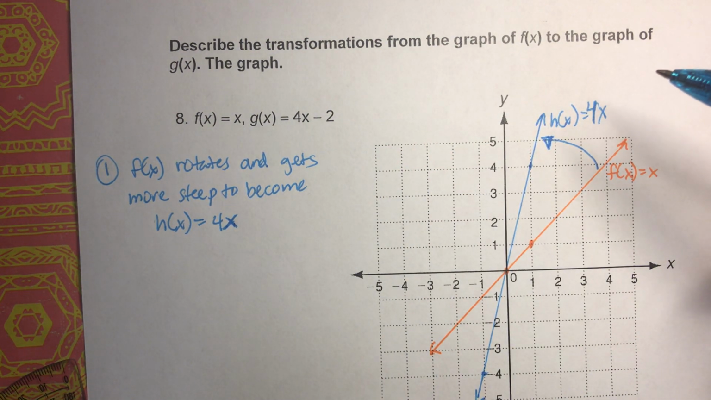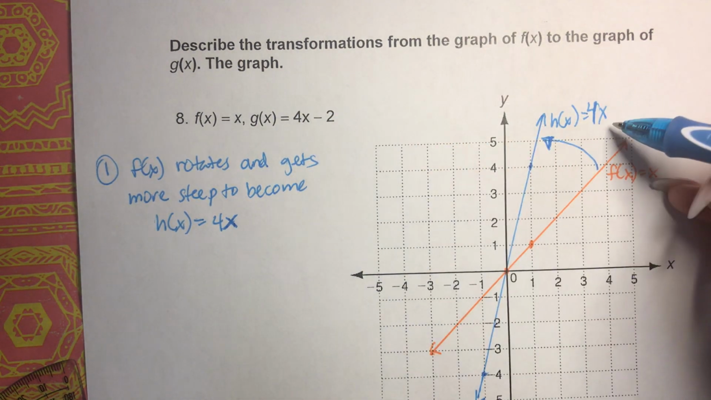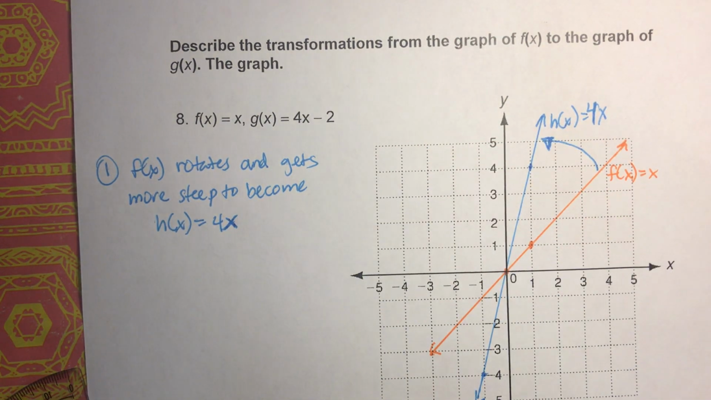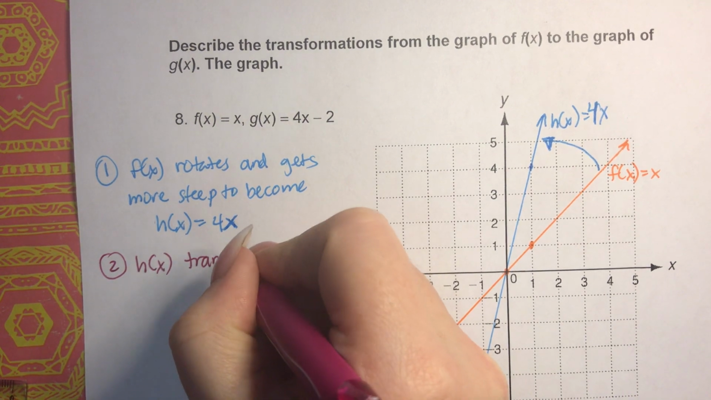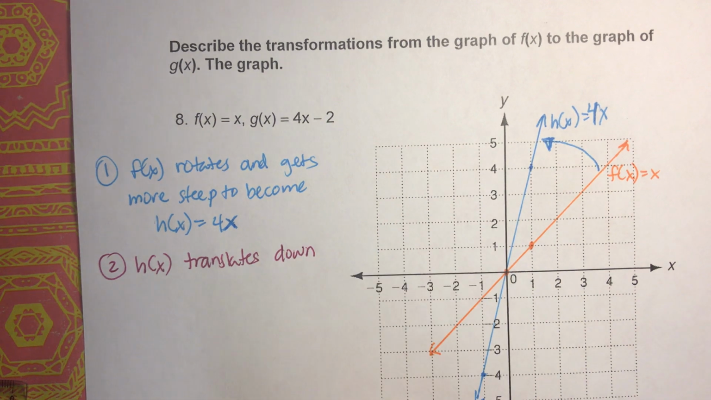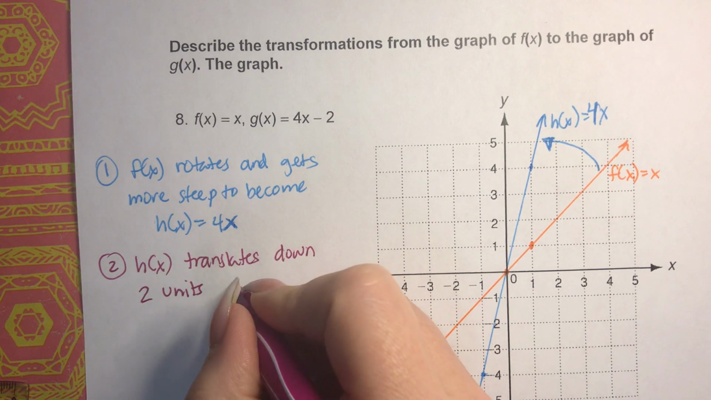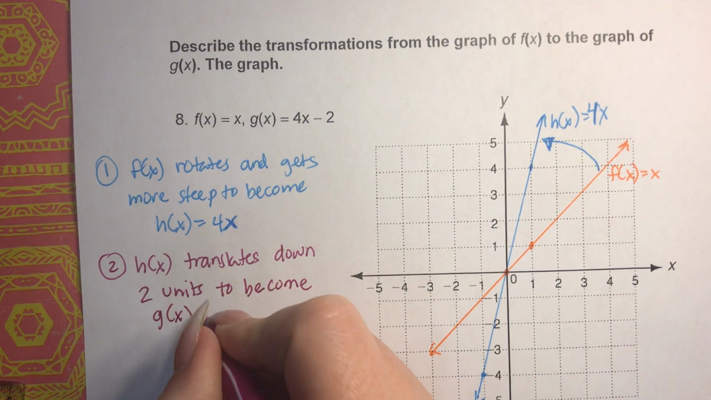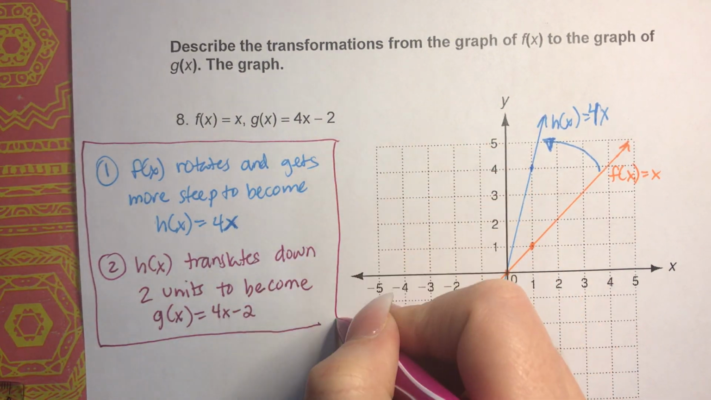Well, there is a translation. The y-intercept is different. Here the y-intercept is 0, and then it becomes negative 2. So from 0 to negative 2, that means it's shifting down 2 units. So we're going to say h of x translates down 2 units to become g of x equals 4x minus 2. And there we have our answer, and then we're just going to graph it.